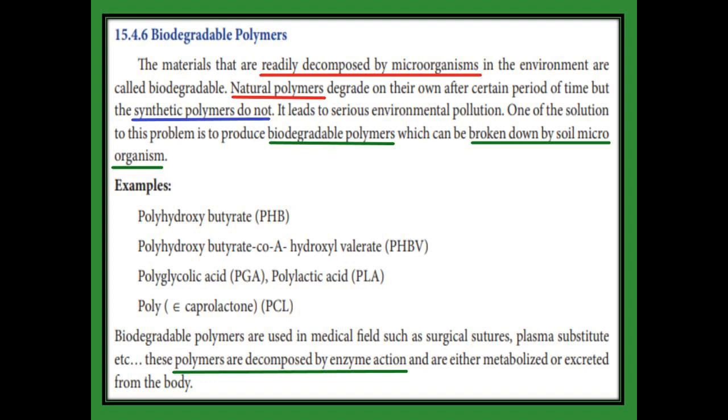Examples of biodegradable polymers are polyhydroxybutyrate, co-hydroxyvalerate, polyglycolic acid, polylactic acid, and poly-epsilon-caprolactone. These biodegradable polymers are used in the medicinal field, and these polymers are decomposed by enzyme action and are either metabolized or excreted from the body.